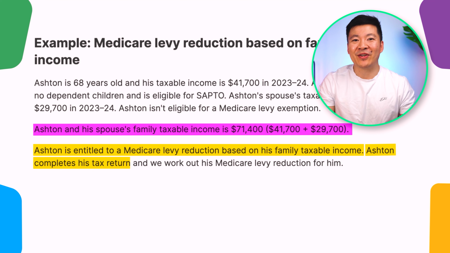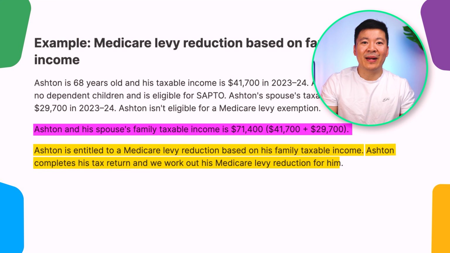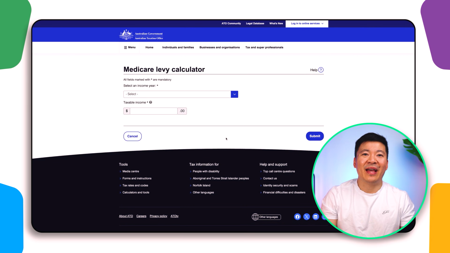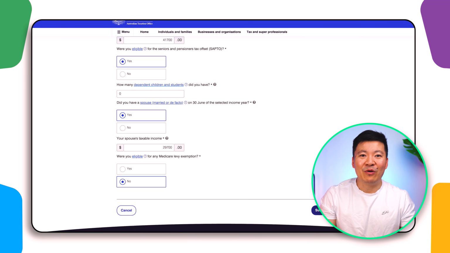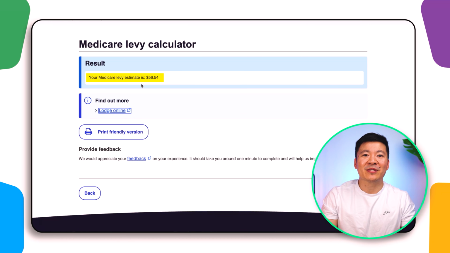Ashton completes his tax return and his Medicare levy reduction is automatically applied based on the information he provides. Ashton uses a calculator provided on the ATO website to determine his Medicare levy amount. After entering his and his spouse's details like so, he learns his Medicare levy will be reduced to $56.54.